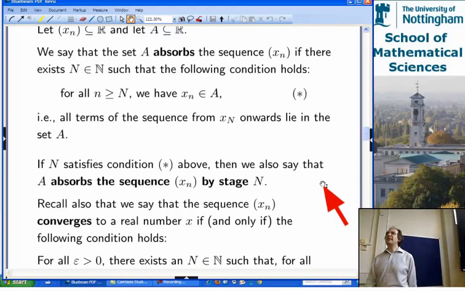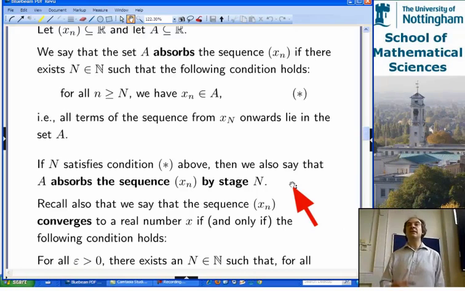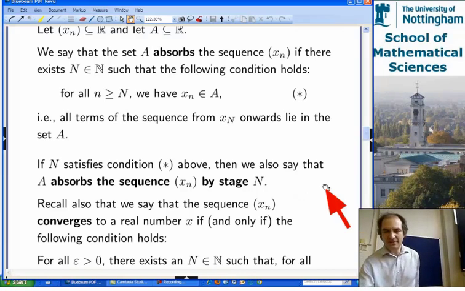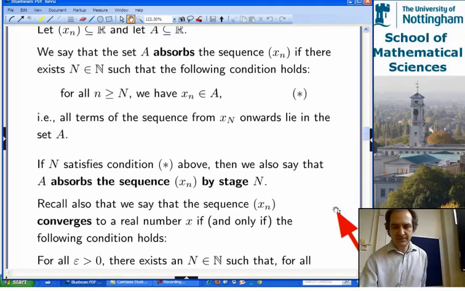And if you want to say which stage it's absorbed by, well, actually there are lots of different stages it absorbs it by, because if it absorbs it by a given stage, then it absorbs it by the later stages too. So we'll say it absorbs it by stage n means that at least once you've gone that far, you stay inside the set. It may be that you got stuck inside the set earlier, but we don't care about that. So that's what absorbs by stage n means.